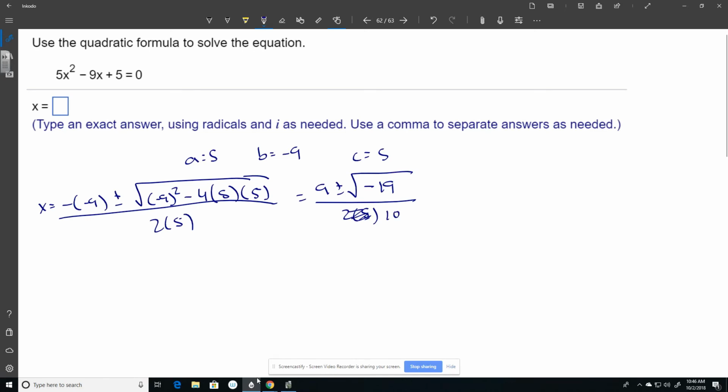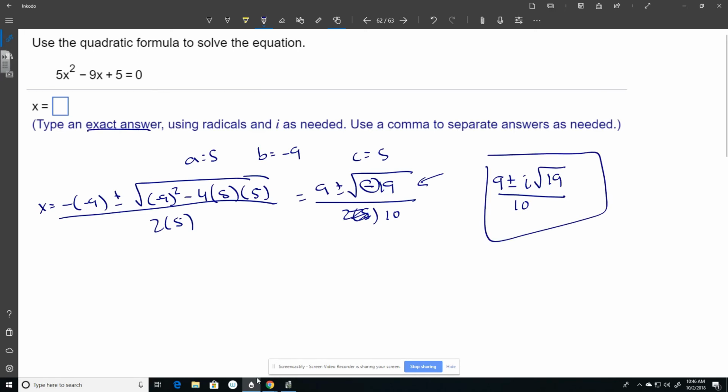So the square root of 19 doesn't come out nice, and 19's prime. So this is as simplified as we get, other than 9 plus or minus, I can get rid of that negative. i square root 19 divided by 10. And that would be your final answer. Because it wants an exact answer, which means it doesn't want decimals, which we can't do because of these i's. All right?